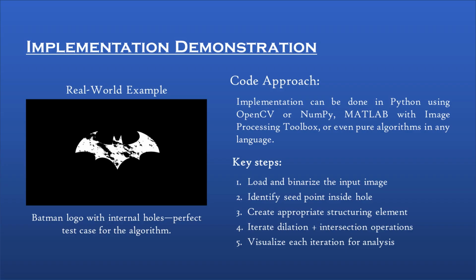For our demonstration, we've chosen a real-world example. This Batman logo, which is damaged with numerous internal holes. It's the perfect test case to see if our algorithm can fill these complex gaps correctly. Our code approach, using Python, follows 5 key steps: load and binarize the image, identify a seed point, create a structuring element, iterate the dilation and intersection, and finally, visualize the results.